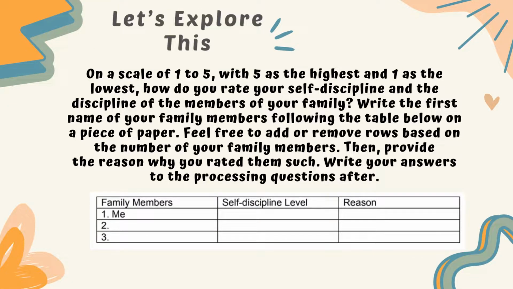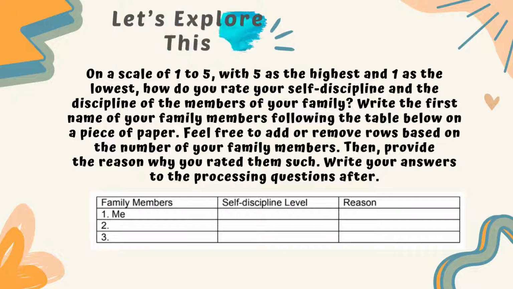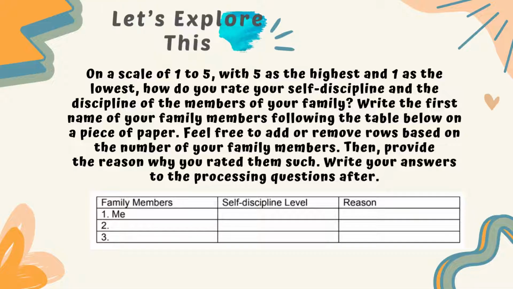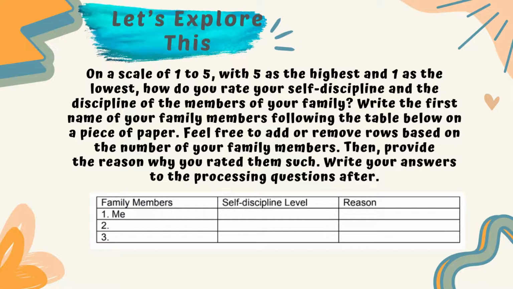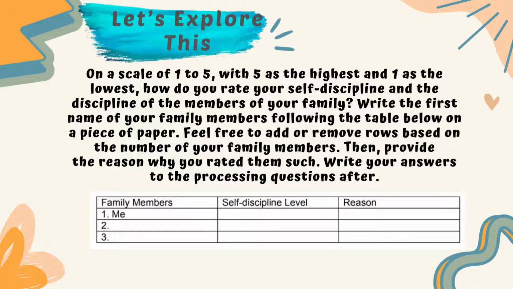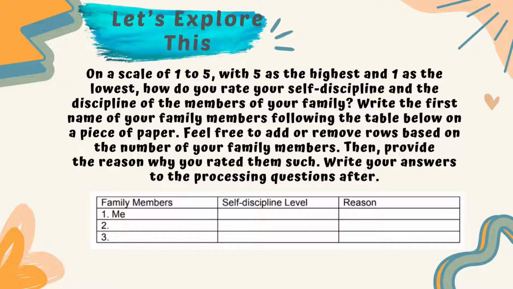Let's explore this. On a scale of 1 to 5, with 5 as the highest and 1 as the lowest, how do you rate your self discipline and the discipline of the members of your family? Write the first name of your family members following the table below on a piece of paper. Feel free to add or remove rows based on the number of your family members. Then, provide the reason why you rated them such. Write your answers to the processing questions after.